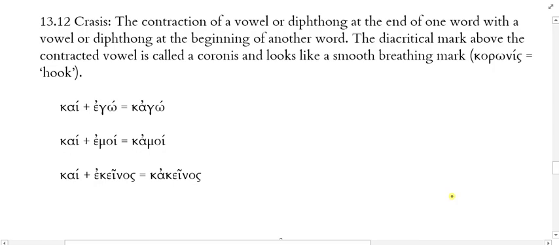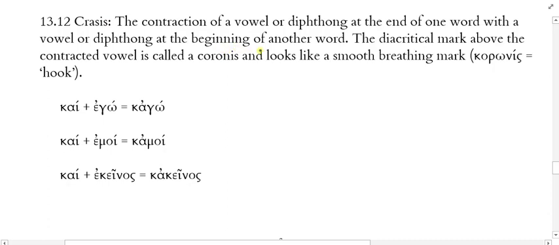Under section 13.12 on page 110, we're introduced to the concept of crasis. Mounce doesn't really talk much about this. He just introduces you to the idea of there being such a thing. But crasis is the contraction of a vowel or a diphthong at the end of one word with the vowel or diphthong at the beginning of another word. So we're going to see these two words sort of crash together. Crasis means mingling.